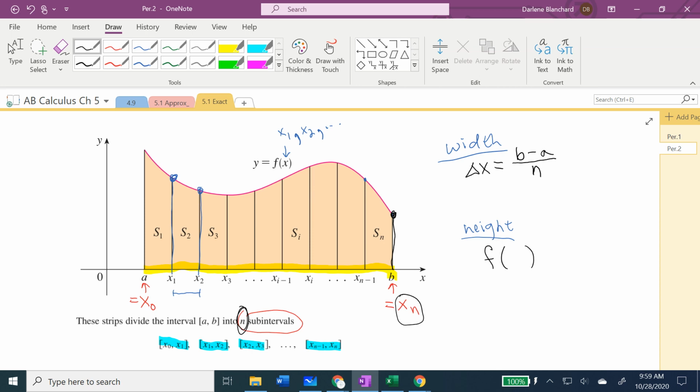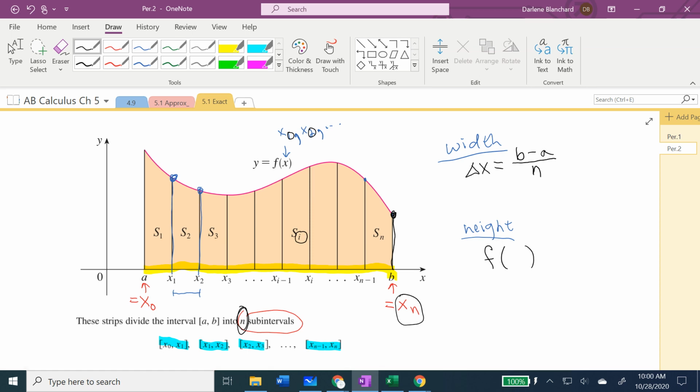I cannot use the letter n as I look at my different x's and come up with a formula for x sub some number. So I have to use a different letter. And that letter that we end up using is typically i.